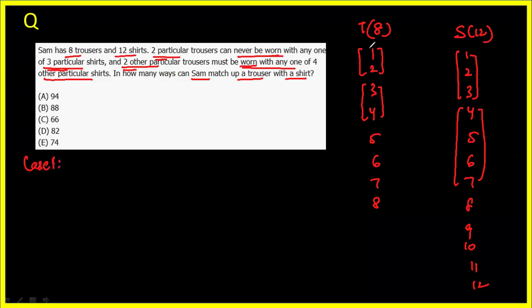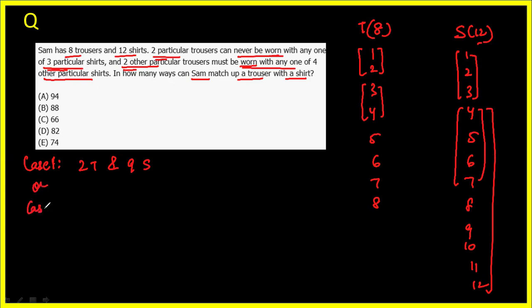So there can be case number 1. Can we say that Sam picks a trouser from these first 2 trousers? So there are 2 choices. If he selects one trouser out of these 2, how many choices for shirt? Can we say that these 3 cannot be selected? You cannot select them according to the question. That means out of 12, these 3 cannot be selected, so the remaining 9 shirts he can pick.